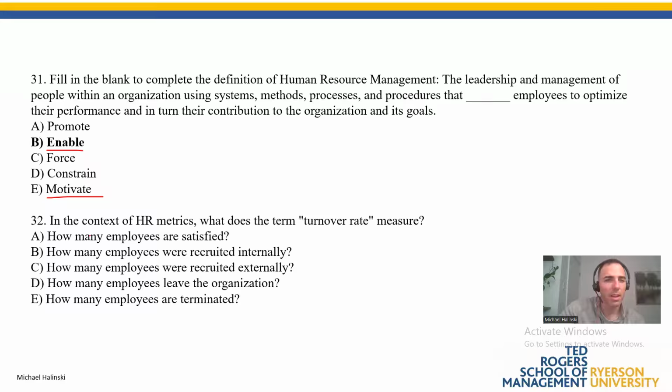But again, I do think this question was challenging. Okay, this next one: in the context of HR metrics, what does the term turnover rate refer to? Anytime we talk about turnover, these are folks that leave the organization. Post midterm, we're going to talk about the difference between voluntary and involuntary turnover. So forget about those nuances for now. Turnover is strictly about people leaving the organization. Okay, so are they satisfied? No. It's not about recruitment.